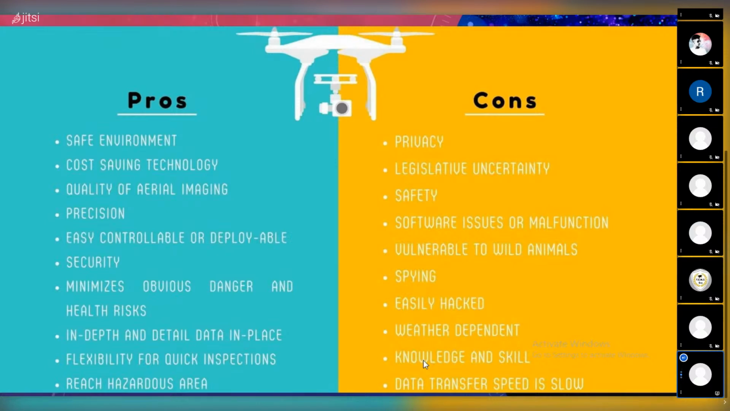Then comes weather dependency. Let us assume there's a cyclone, there is rain going on, or maybe windy weather. So it becomes very hard to operate a drone.